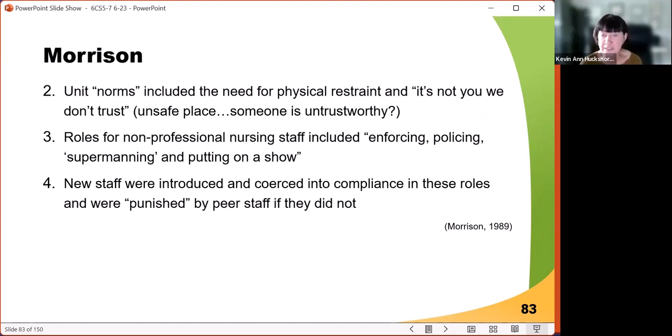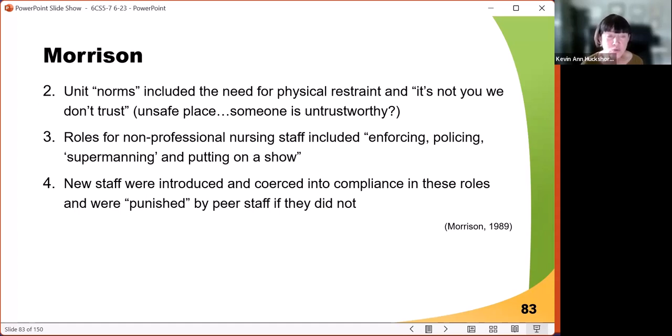Next slide. The unit norms included the need for physical restraint. So the staff all believed that physical restraint was completely normal and needed to be used. And they also had this funny message that they gave to people. It wasn't really verbal. It was kind of an unwritten message when they were explaining to people on admission that they had to behave in certain ways or they might get restrained. And the inference was, it's not you we don't trust, but think about what that message says to a patient. What do you mean it's not that you don't trust me? Are there other people here you don't trust? Is this not safe? Is someone else here untrustworthy? So it was kind of a very odd environment.